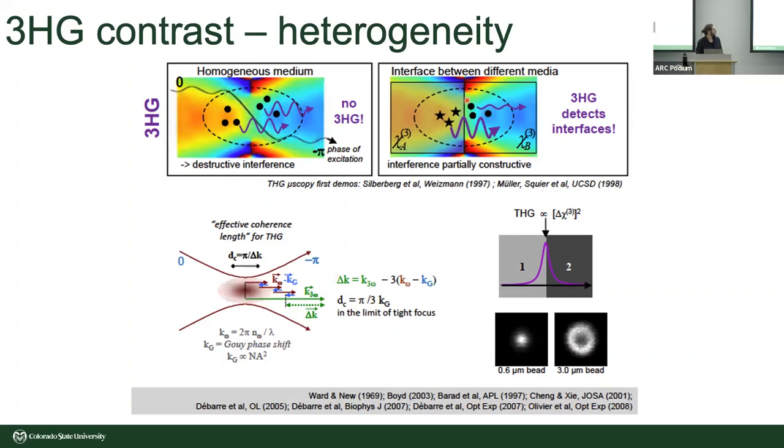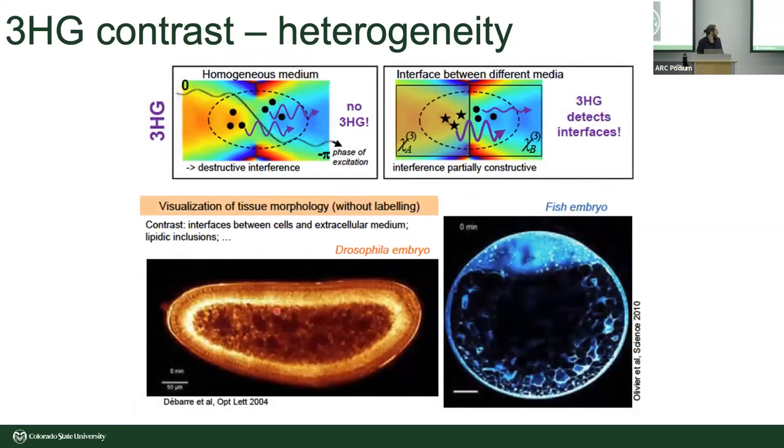And if we look in detail at what that means for generating third harmonic, the punchline is we're sensitive to interfaces. So anywhere where the index of refraction changes, could be a lipid body, it could be, in this case, just a fluorescent bead, it could be the interface of a polymer with a glass slide. Where that index of refraction changes, we're more likely to see third harmonic generation. So it means that we can see more like cell boundaries.